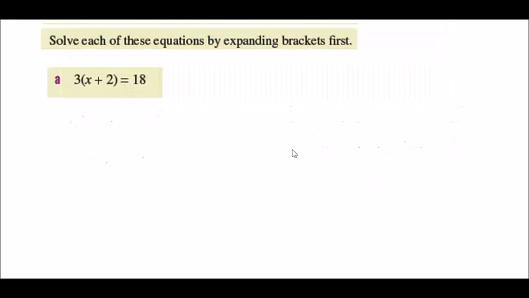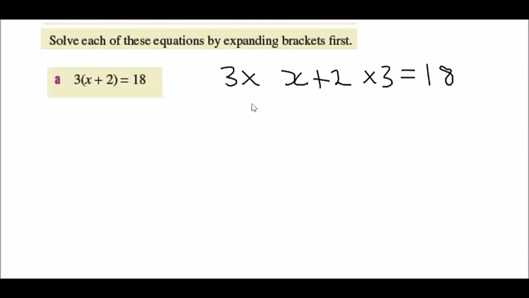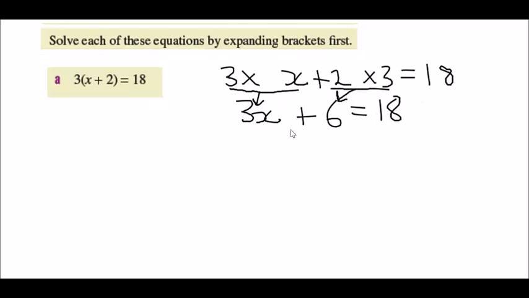Okay, let's do some actual problems here. Solve each of these equations by expanding the brackets first. So I've got 3 times (x plus 2). Let's do this. I multiply the 3 at the front, I multiply the 3 at the back, equals 18. 3 times x gives me 3x plus 2 times 3, which is 6, and then equals 18 at the end. So I'll just put that part to here, this part to there, and then the 18 at the end. Now we solve it like all our ones you've already done.